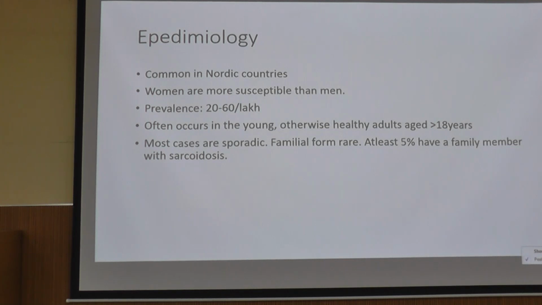Women are more susceptible than men. It is common in Arctic countries. Here in India it is much less common, or we are not detecting it because of lack of knowledge. The prevalence is 20 to 60 per lakh population, in young people above the age of 18 years. Most cases are sporadic; familial cases are very rare.